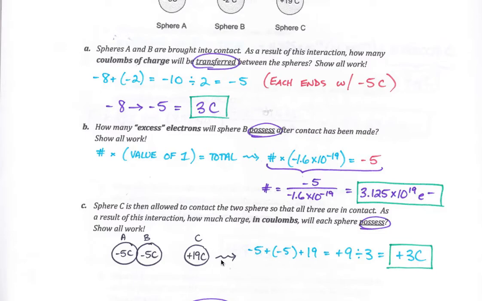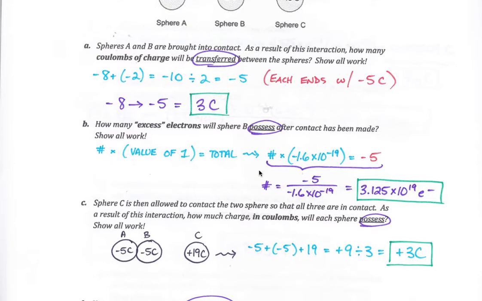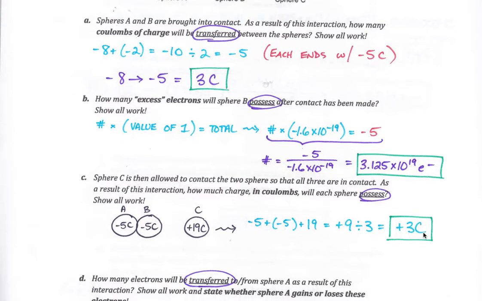We're then going to let C, which has a charge of positive 19, make contact with these 3, and we will say, well, -5 for the first, plus -5 for the second, plus the 19 for the third gives me a total charge of positive 9, evenly distributed among 3 objects, gives me 3 coulombs. Now this is where I can stop because it's answered. This is how much they each have, and I've given my answer in coulombs, which is what was asked of me. So they will each end with 3 coulombs of charge on each sphere.